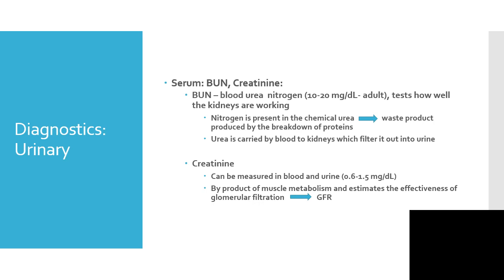The creatinine can be measured in blood and urine. It is a byproduct of muscle metabolism and estimates the effectiveness of glomerular filtration, or GFR. As we start to see these levels rise, creatinine and BUN, it means that the body is not filtering as it should. And this is a big sign that there's potential for kidney failure or kidney damage if there's not something done about it.